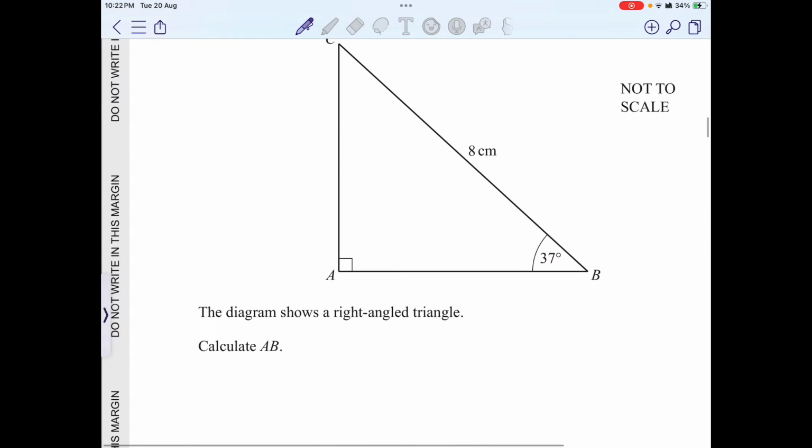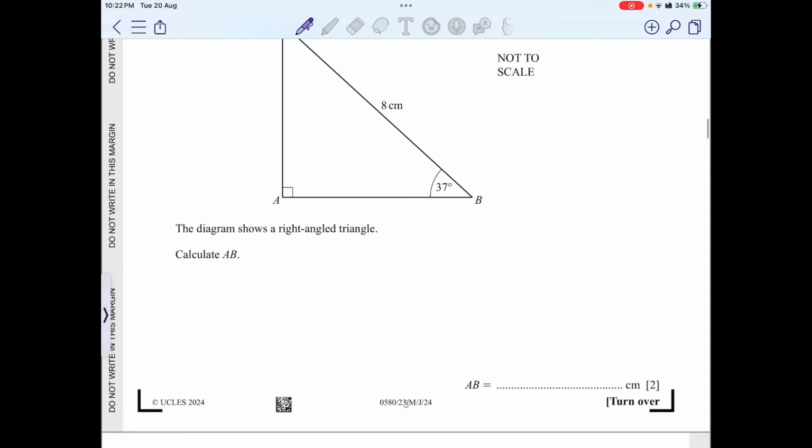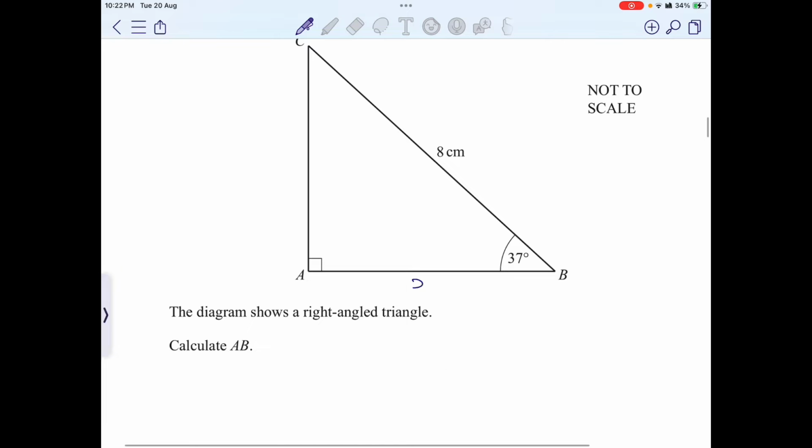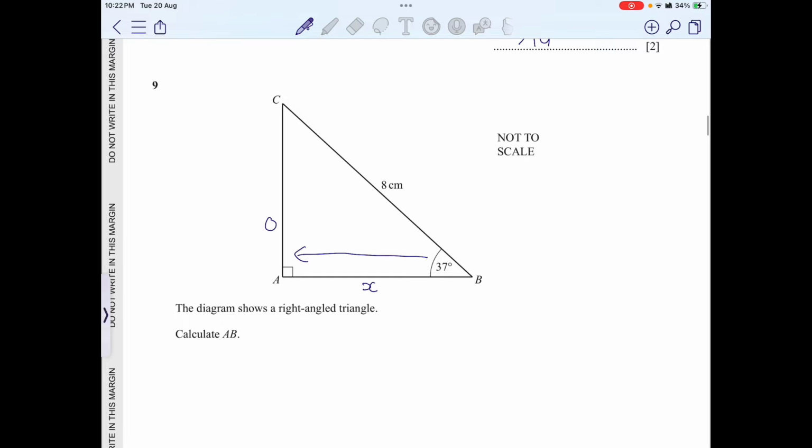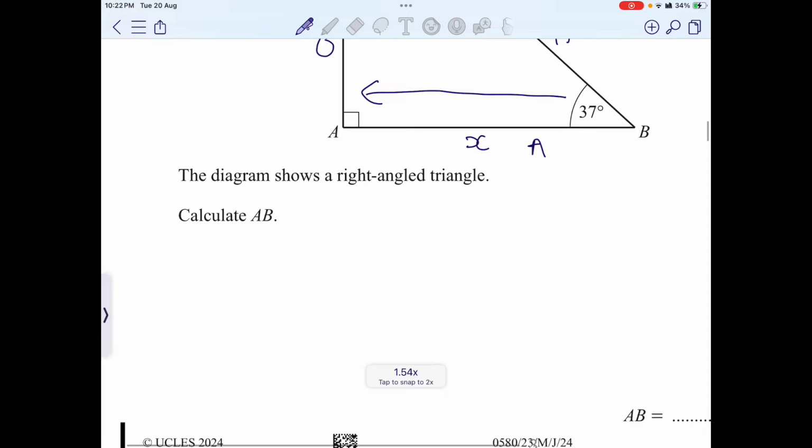Moving on, we have question number 9, which says the diagram shows a right angle triangle, calculate AB. AB is this side. Now if you take this angle, this is going to be your opposite side, which is AC. Opposite, this is adjacent, and this is hypotenuse. So if you remember SOHCAHTOA, we're going to use cos, because CAH, that is cos equals adjacent over hypotenuse.